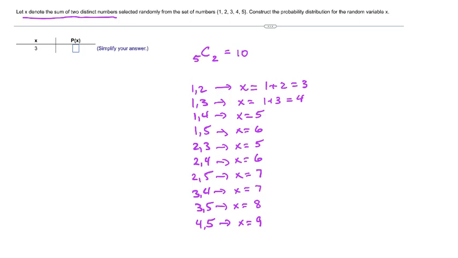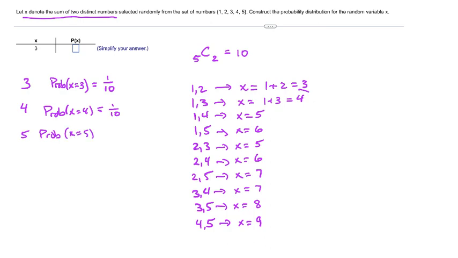And so what this really tells us, of our 10 possibilities, is that for getting a 3, the probability that x is equal to 3 is 1 out of 10, because it only occurs one time, so we have a probability of 1/10. Likewise, for a 4, the probability that x is equal to 4 is 1 out of 10, since 4 only occurs one time. For 5, the probability is that 5 occurs twice. So our probability of 5 is 2 out of 10, or 0.2.